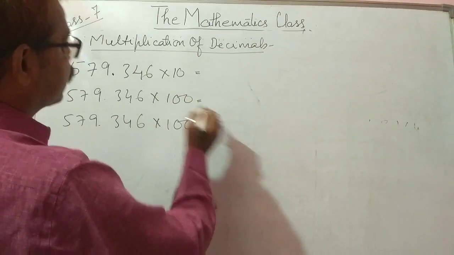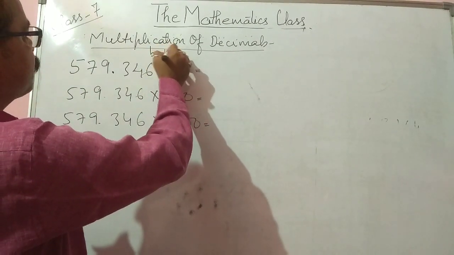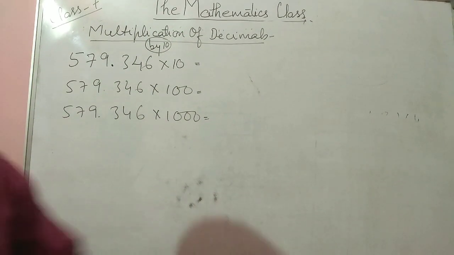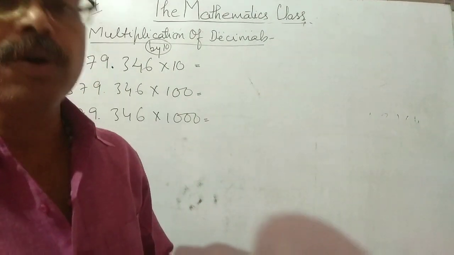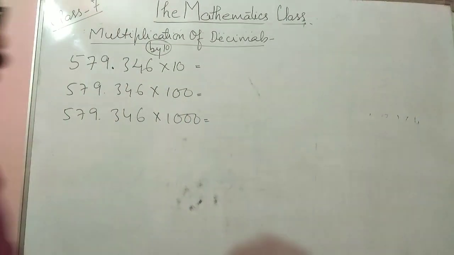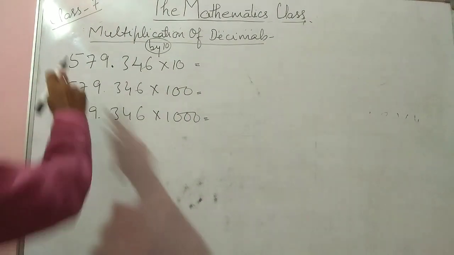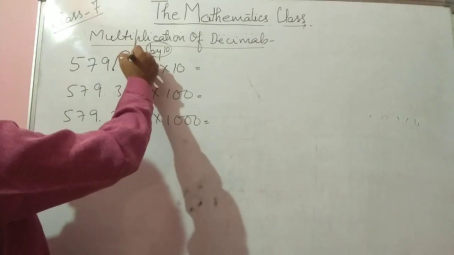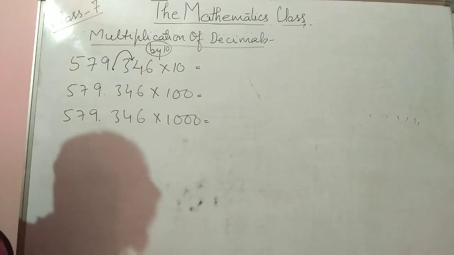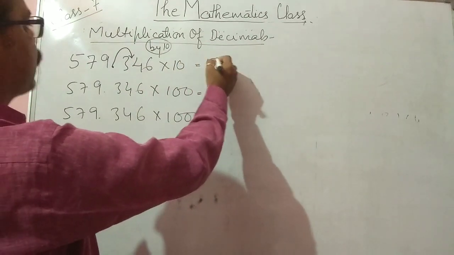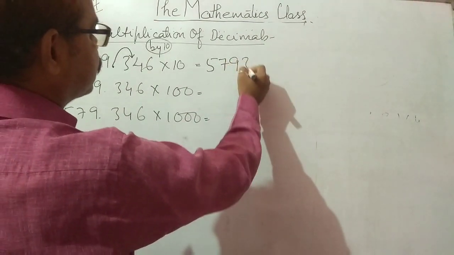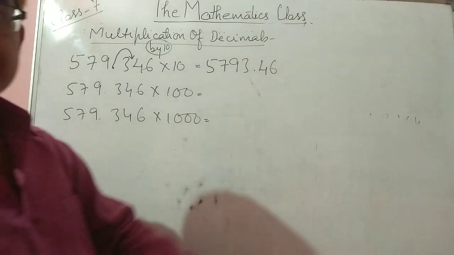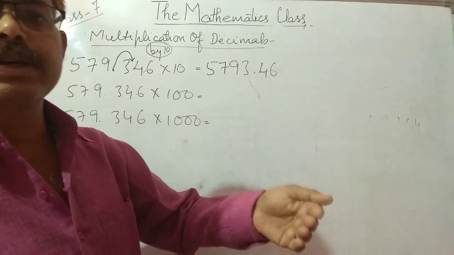Whenever we are talking about multiplication by 10 and its powers, multiplication of any decimal number by 10 or 100 or 1000 and so on, what we do, suppose in this first one, 579.346, is simply move the decimal to the right. So the final value will be 5793.46. This means the decimal moves as many places to the right as there are zeros.